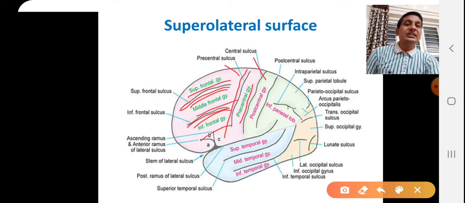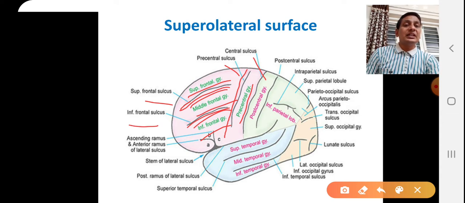That is three gyri. Now in front of the precentral sulcus, this area is divided into three parts by two sulci, that is superior frontal sulcus and inferior frontal sulcus, into superior frontal gyrus, middle frontal gyrus and inferior frontal gyrus.